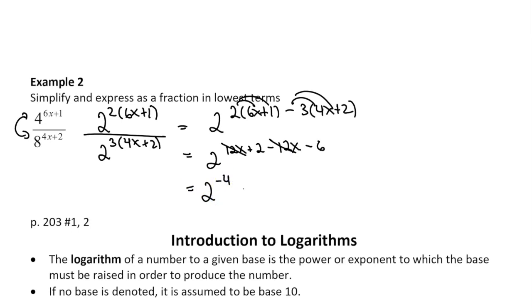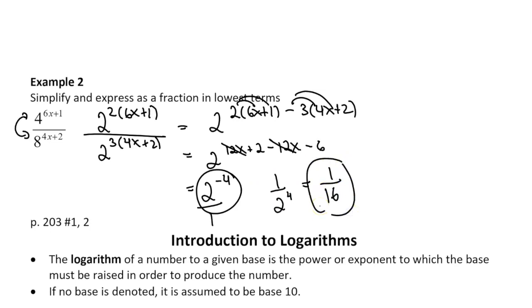And it says simplify and express as a fraction in lowest terms. So 2 to the negative 4 is our answer, but we know that if we flip it and reverse the exponent, we get 1 over 16 is our best answer.